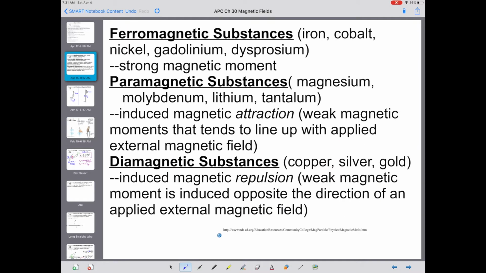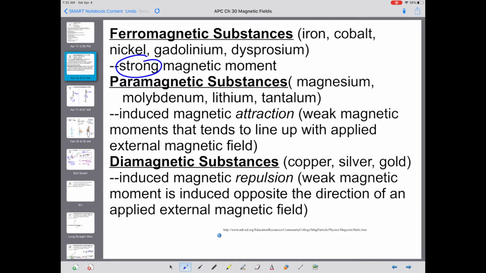Here are different types of magnetic substances. This is basically just a little bit of terminology. Ferromagnetic substances, those are more or less iron-based substances, and they have a strong imbalance in the motion of the charges, resulting in those substances being very strongly magnetic.